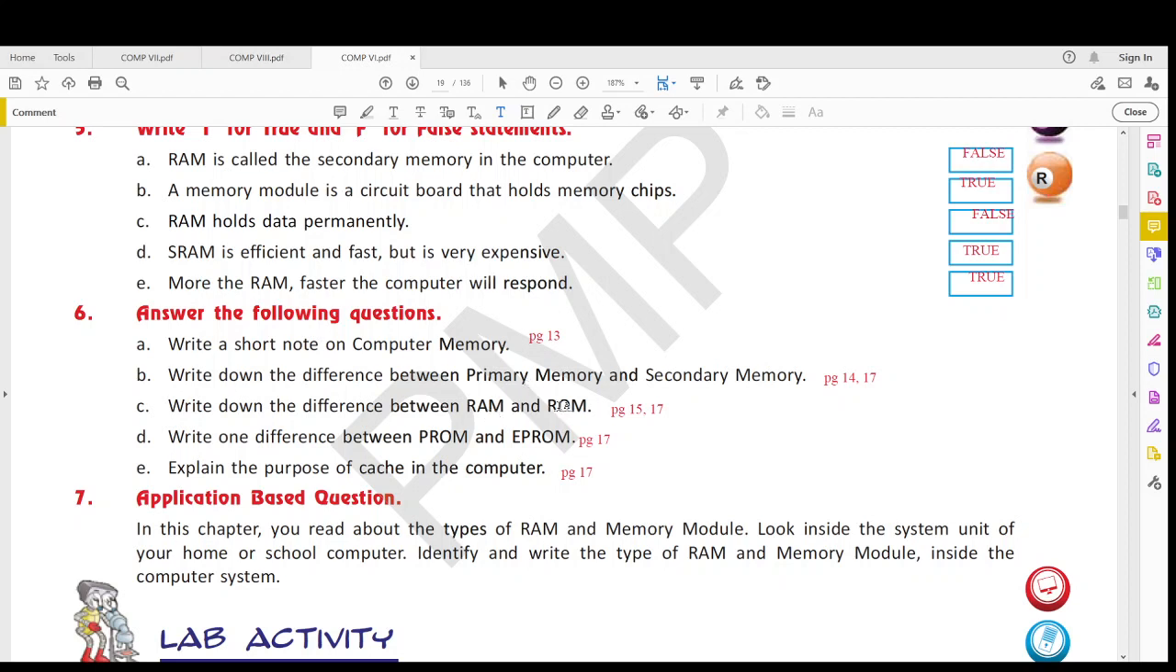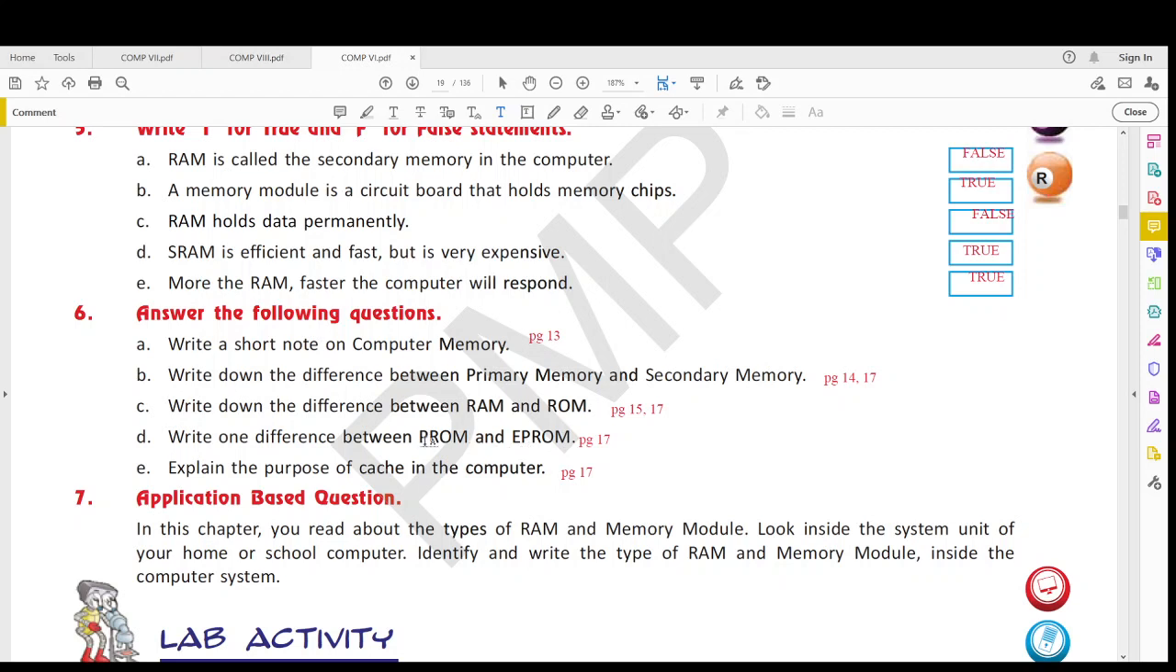ROMs are of three types, that is PROM, programmable read-only memory, EPROM, erasable programmable read-only memory, and EEPROM, electrically erasable programmable read-only memory. This also you will write from the book, 15 and 17. Write one difference between PROM, programmable read-only memory, and EPROM, erasable programmable read-only memory.